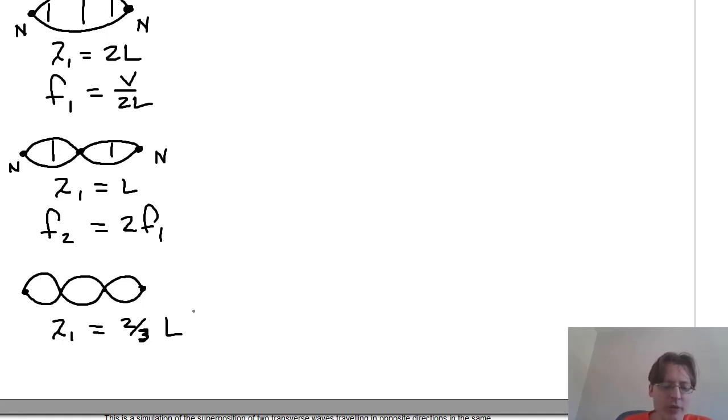Or in other words, it's 1/3. If you compare it to lambda 1, it's 1/3 of lambda 1. So it's 1/3 of that wavelength, which means the frequency is 3 times. This is F3. It's 3 times F1.